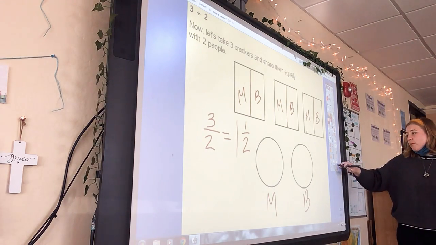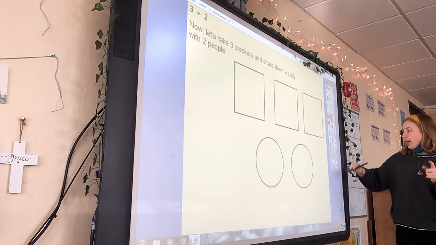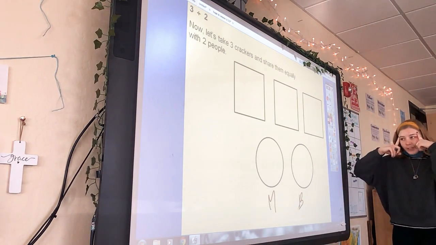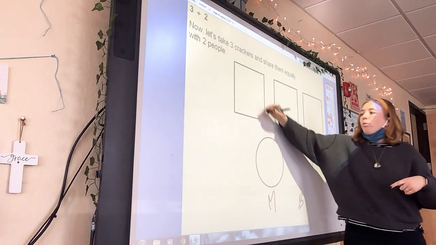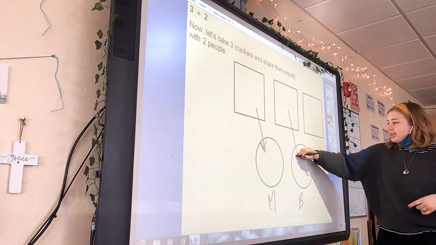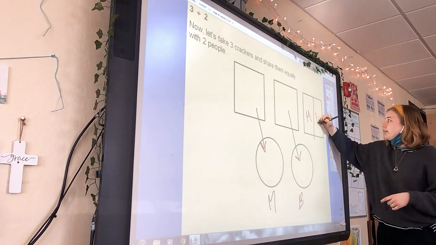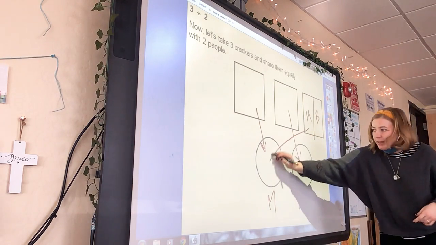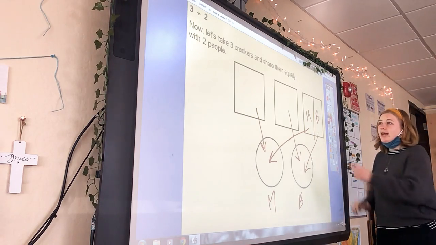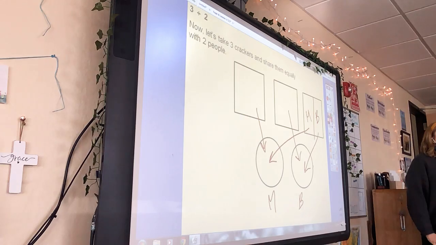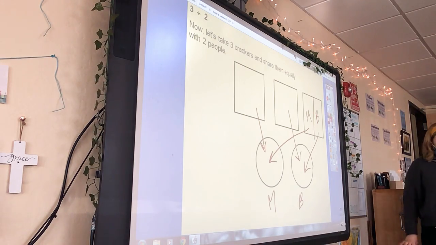But listen, Donnie gave me the more advanced answer first, which was great, okay? So you can actually, if you see 3 crackers, 2 people, 1 person can get 1 whole cracker, 1 person can get another whole cracker, and then just split the last one in half and give that to those people. So they get 1 and 1/2, 1 and 1/2, okay?